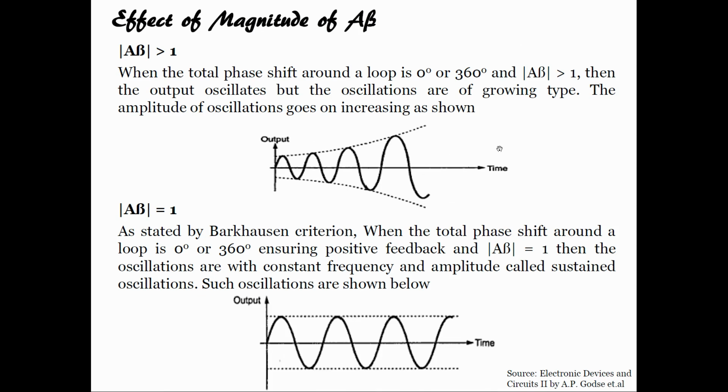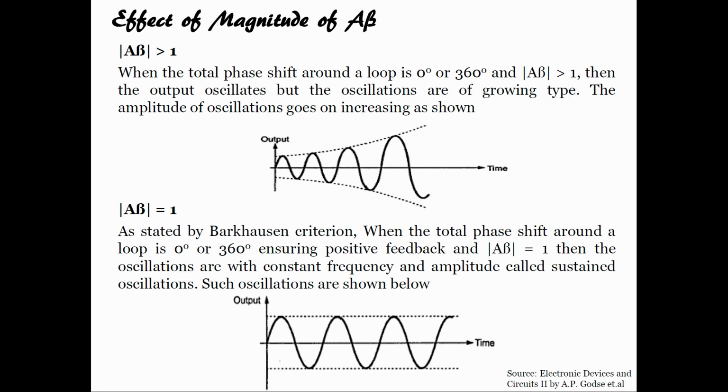But when you talk about A beta equal to 1, the total phase shift around the loop is 0 or 360 degree. We still have to maintain this condition, but if I have A beta equal to 1, then the oscillations are with constant frequency and they are called sustained oscillations. Oscillations are sustaining.